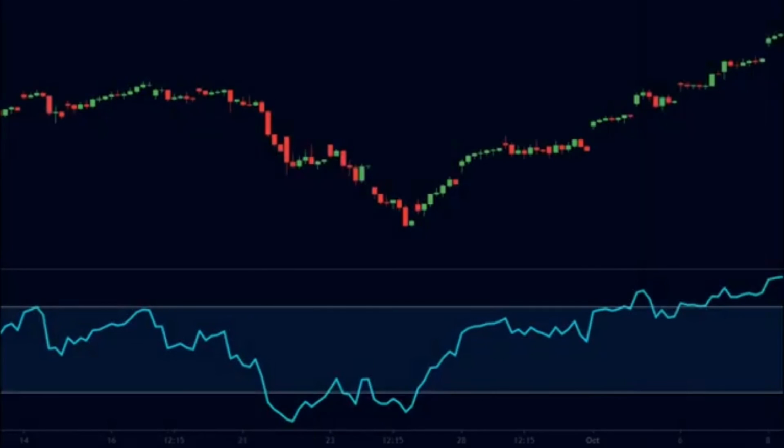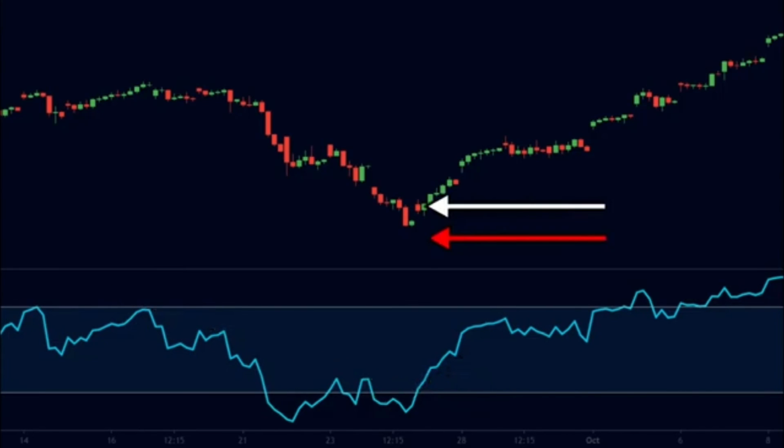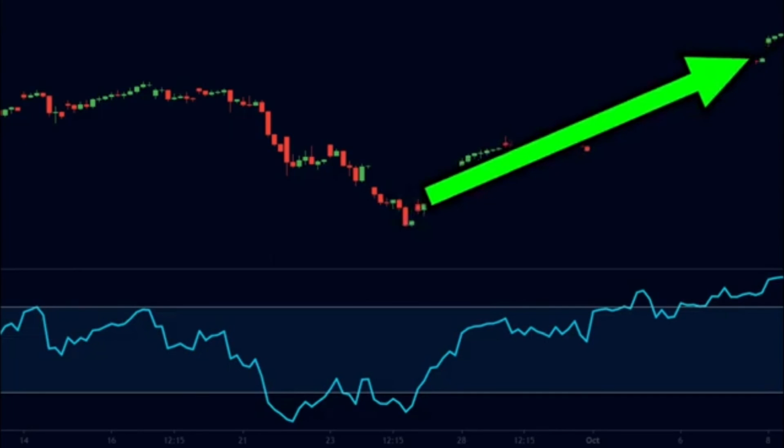So, we want to buy. We create a trend line on the RSI indicator and wait for its break. Here the RSI breaks the trend line. So we enter the market here. We can keep our stop loss below the recent swing low, and we can keep our targets at a 1.5:1 risk to reward ratio. As you can see, the price makes a strong up move after our entry.